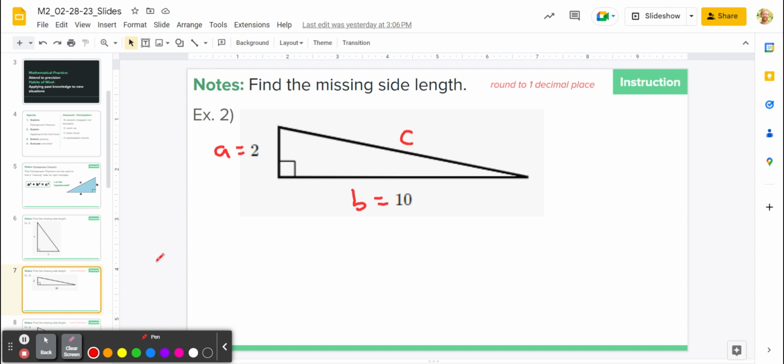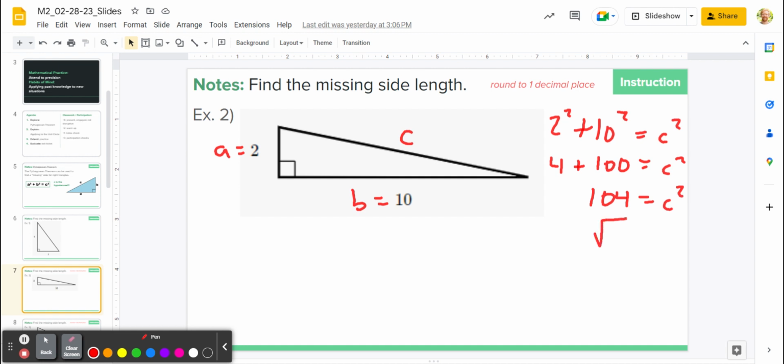All right, so my setup, I'm going to have 2 squared plus 10 squared equals c squared. That 2 squared will give me 4. That 10 squared will give me 100. That's equal to c squared. So then we get 104 equals c squared, which means that the square root of 104 is equal to c. I'll punch that into my calculator, the square root of 104. That's going to be 10.2 if we round it to one decimal place.